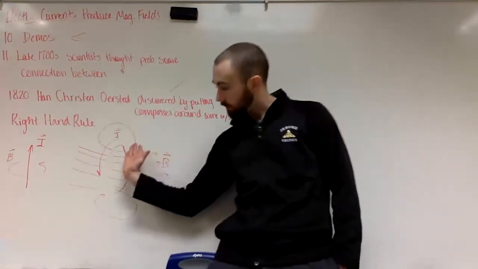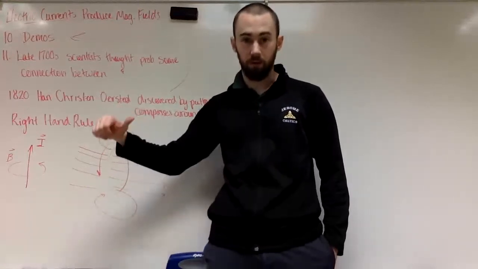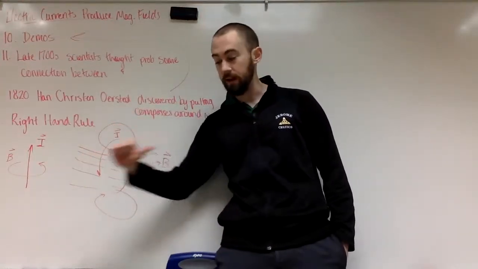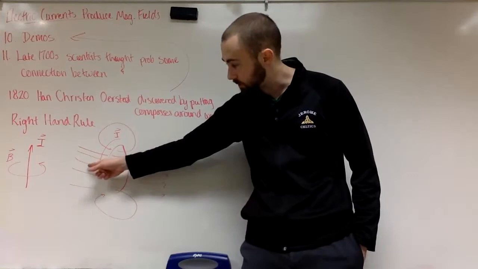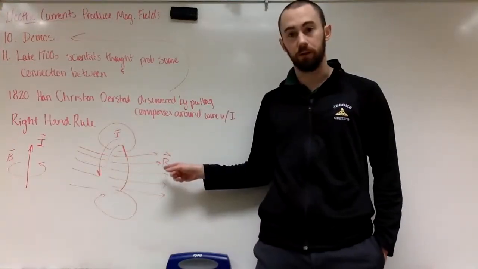So in this one, my loop goes like this. It wraps out of the page towards you, which means my magnetic field is going to flow this way. So what you see is the magnetic field flows through the loop on this one.